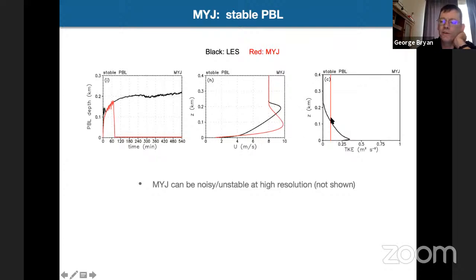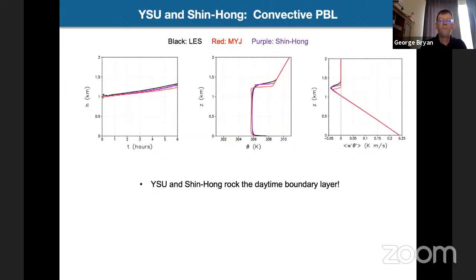And the reason is that the TKE just turns off, and the MYJ has this weird minimum value of TKE of about 0.1, which is probably too high for this stable boundary layer. Also, I'm not showing it here, but the MYJ can be quite noisy and unstable at high resolution. It's just a code that's really optimized for coarse resolution and mesoscale model usage, I think.